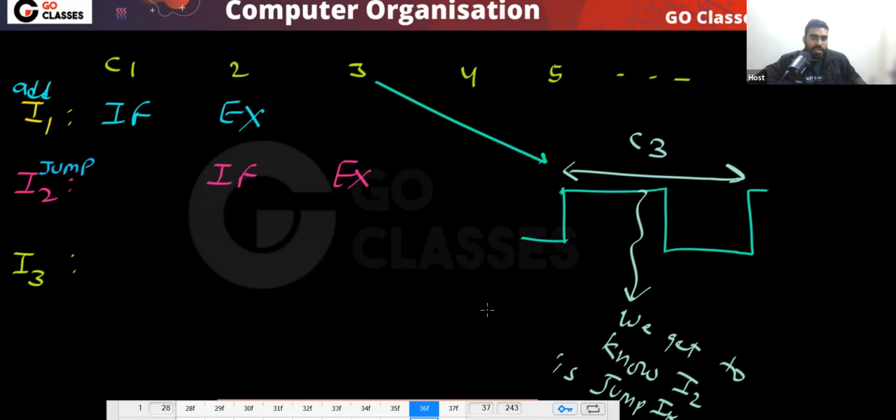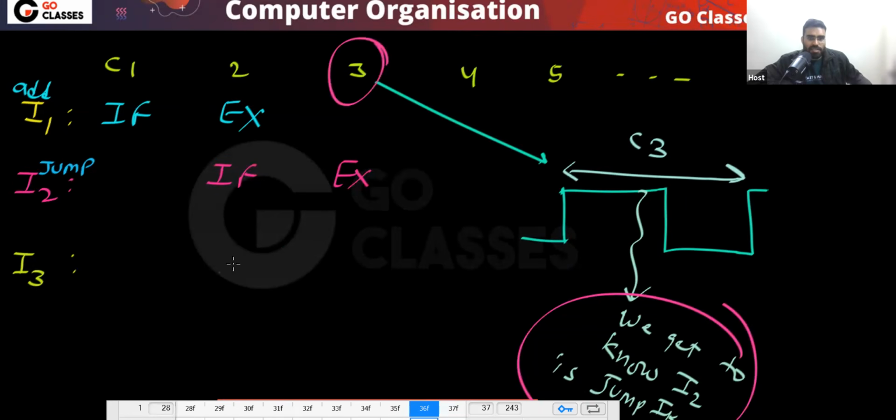But by then, what would have happened? Tell me. At this point, you are getting to know that I2 is a jump IK instruction. But by that time, the fetching would have started here. In this cycle, in the beginning, the fetching of instruction I3 would have started. Is this clear?